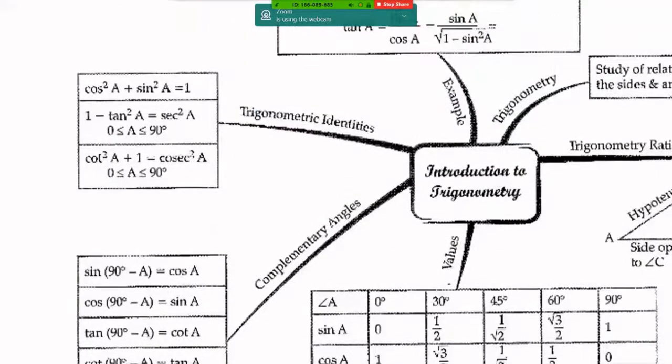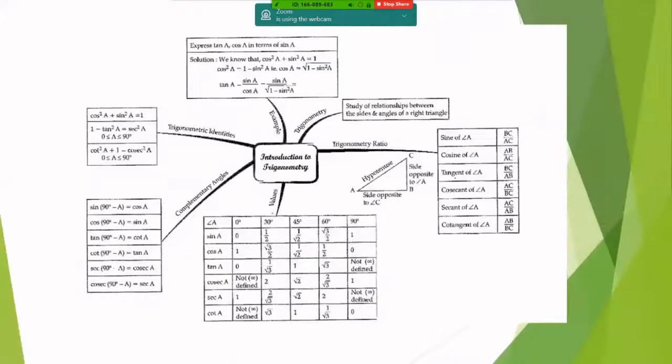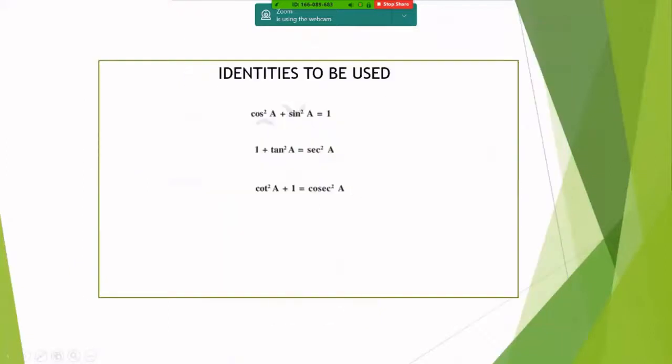Now we are moving on to trigonometric identities, in which we have three very important ones, which is cos square A plus sine square A is 1, 1 plus tan square A is secant square A, 1 plus cot square A is cosec square A. Now we are going to work on this part. So let's take it further.